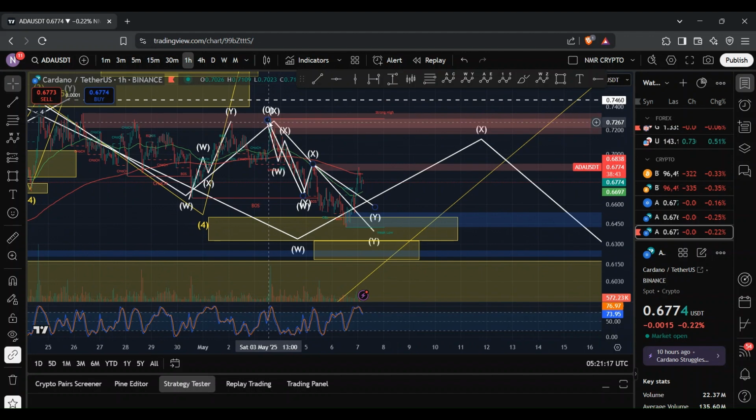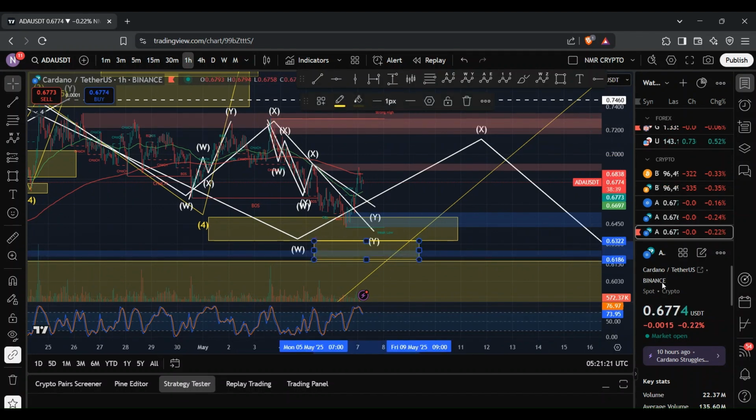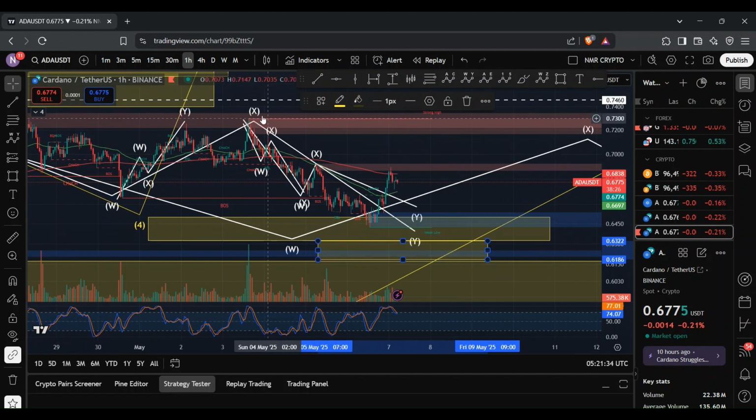However, in my previous video, I did talk about the potential of a deeper move to the downside where ADA could potentially reach anywhere between 61.86 cents to 63.22 cents. Now, this is not so much a necessity, given that the Y wave minimum requirement is a 61.8% retracement of the W wave. And so it's possible that within the Y wave here, we have a WXY structure that's forming.